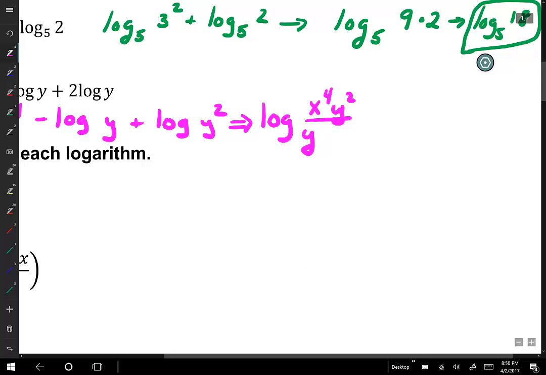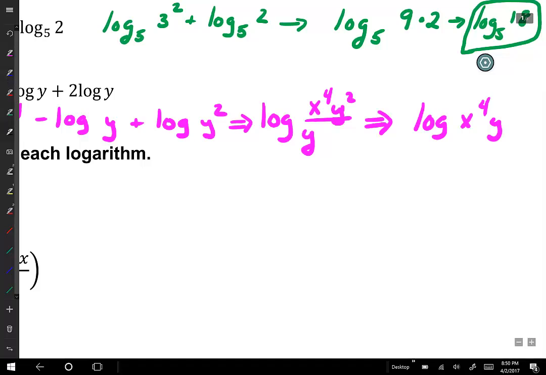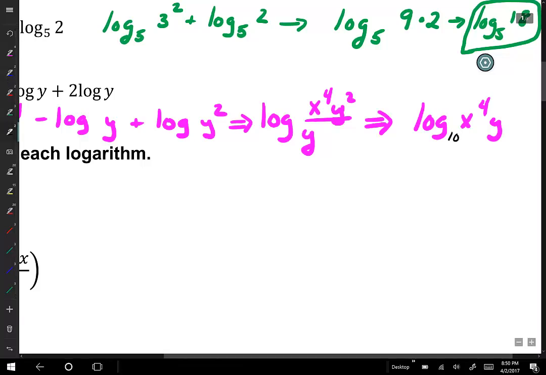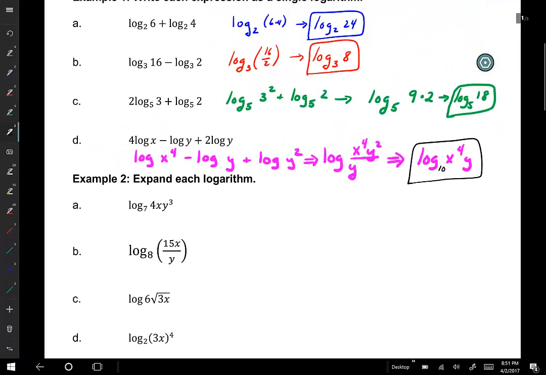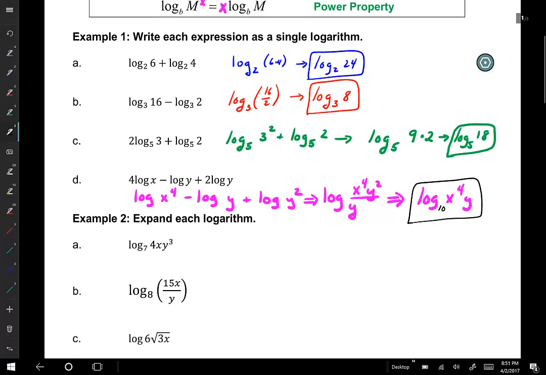The y squared and the y cancel. That's going to leave us with log of x to the 4th y. And I hope you do remember there is an invisible base here. That invisible base is 10. We do not need to write that invisible base, but just remember that that base is always there. That is called the common log. So just an example of how you might take multiple logarithms and write them as one logarithm.